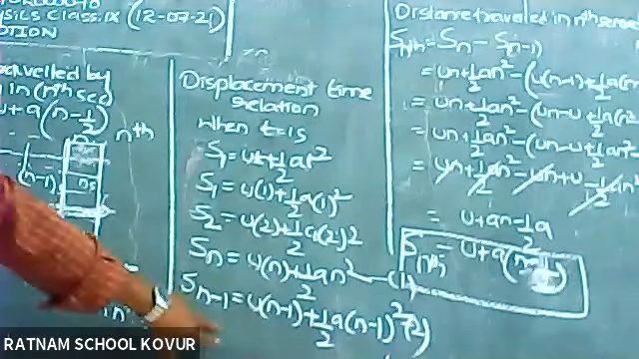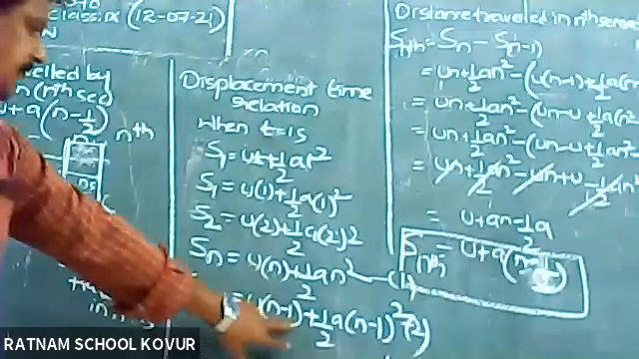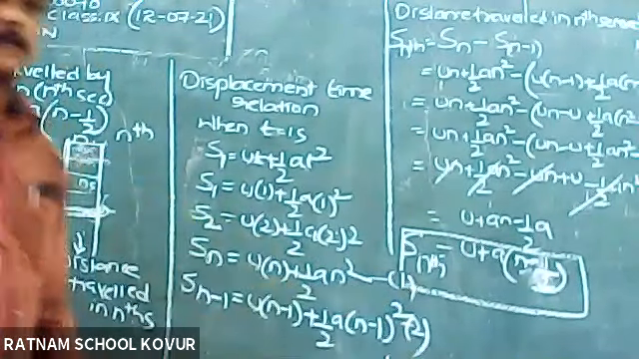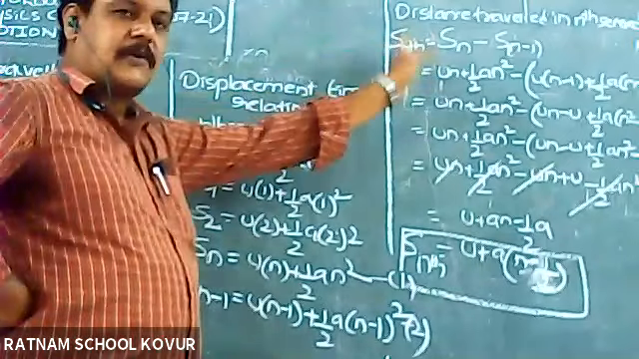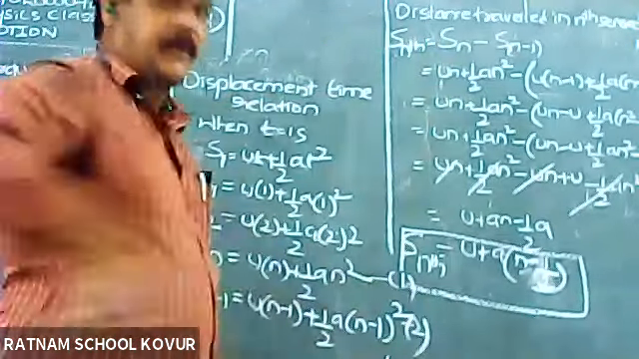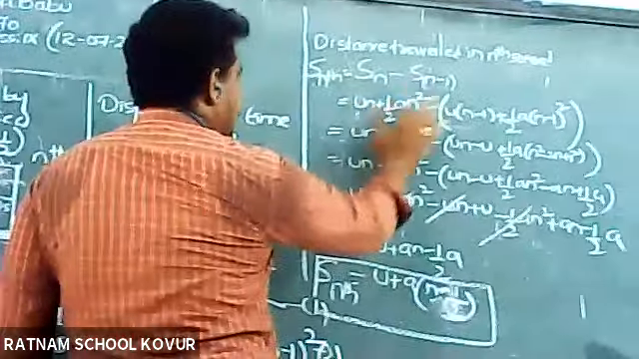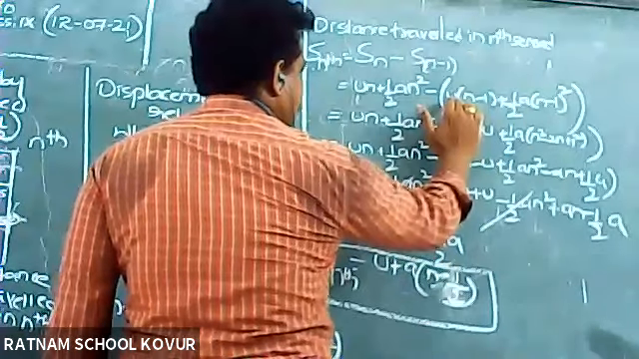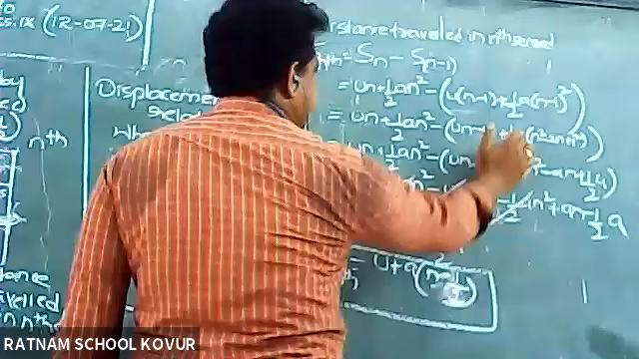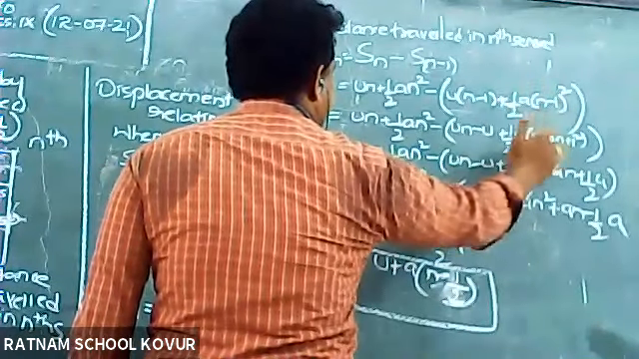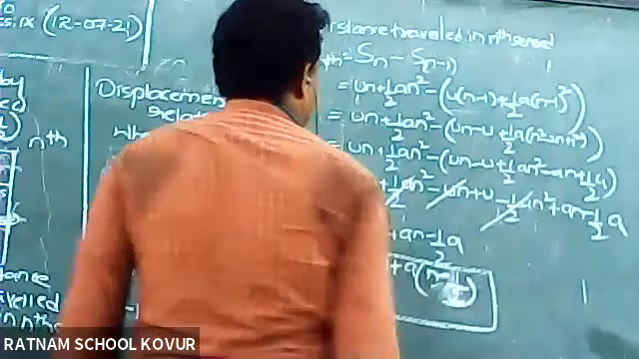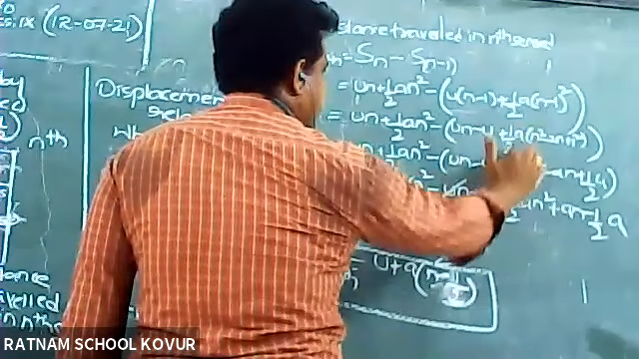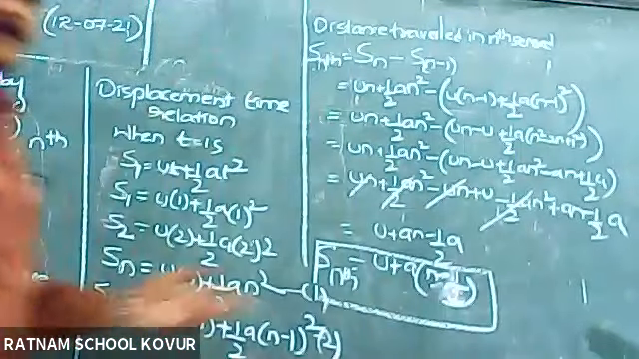Displacement for n minus 1 seconds: instead of t, I have to replace n minus 1. U into n minus 1 plus 1 by 2 a into n minus 1 whole square. Distance travelled in the nth second is equal to Sn minus Sn minus 1. Just here you see, un plus 1 by 2 a n square minus this, you multiply u into n minus 1, minus u plus 1 by 2 a. This is in the form of a minus b whole square: a square minus 2ab plus b square. Un plus 1 by 2 an square minus, you just multiply 1 by 2 a, just multiplication only.